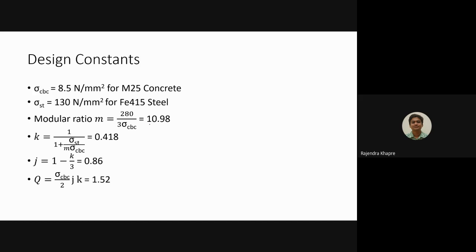Can anybody give me the values? The modular ratio, I think I have already calculated. The modular ratio for Fe415 and M25 grade concrete is 10.98, and the K value is 0.418, the J value is 0.86, and the Q value is 1.527, I suppose. Is that right? These are the design constants which we have been using till now, and in this problem also we'll be using them. I hope this is clear to everybody.